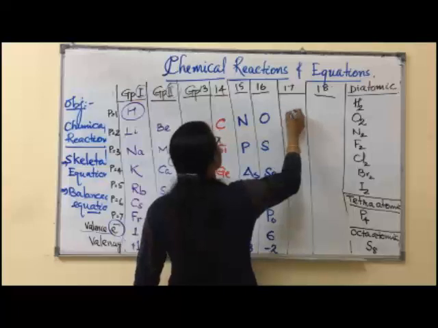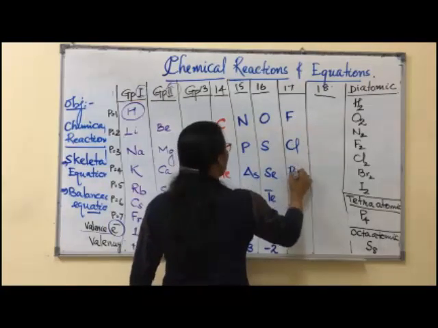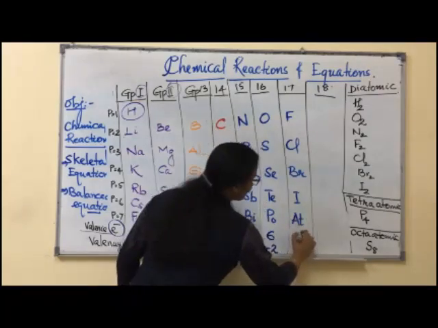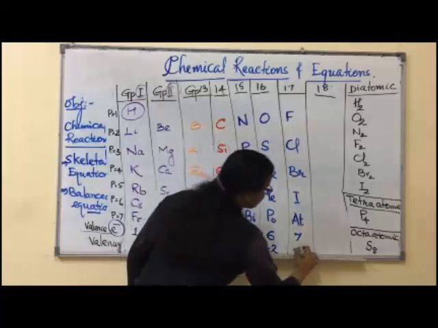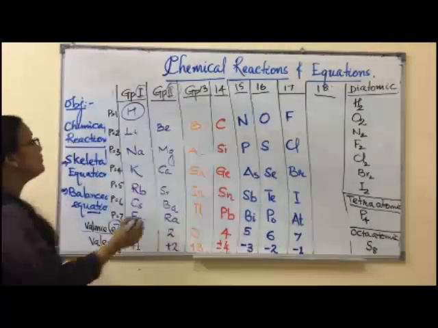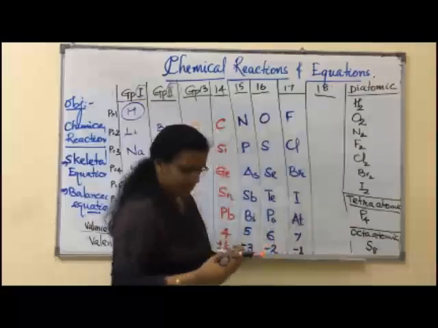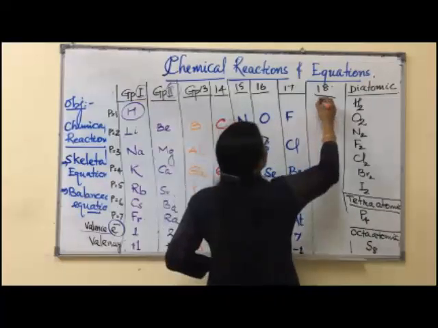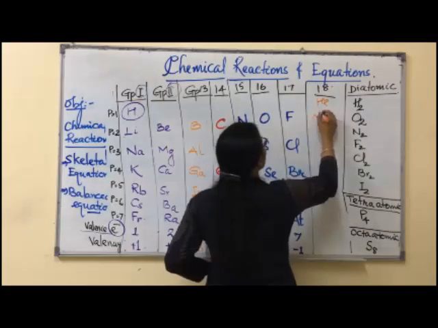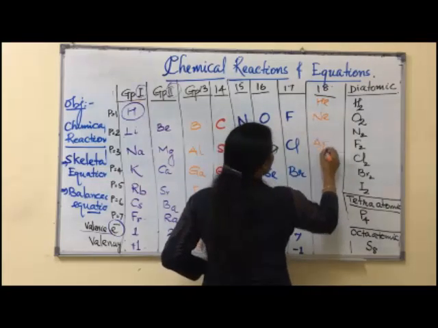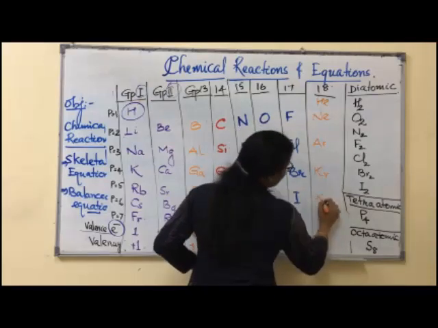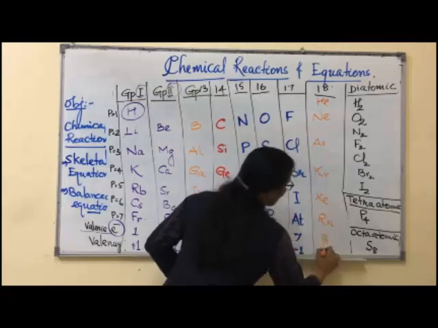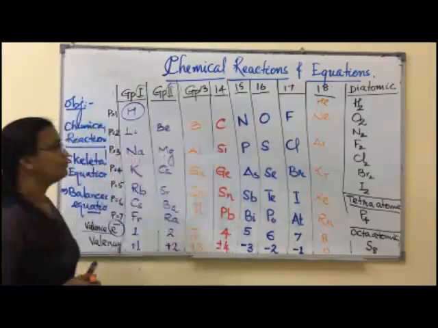Then group 17 is fluorine, chlorine, bromine, iodine and astatine. They have 7 electrons in the valence shell and so their valency will be -1. And group 18 elements are helium, neon, argon, krypton, xenon and radon. They have 8 electrons in the outermost shell and the valency will be 0.